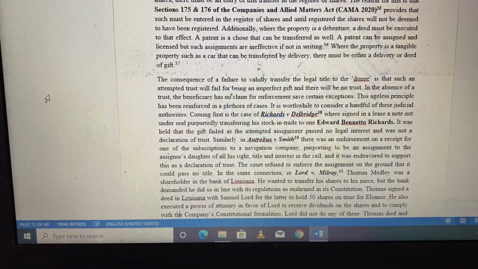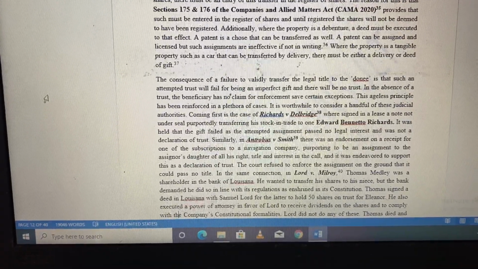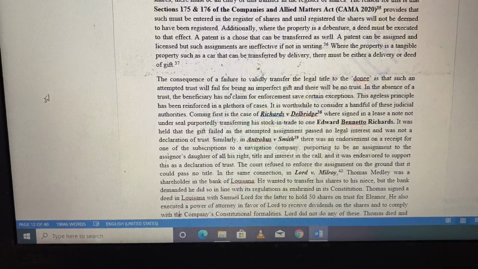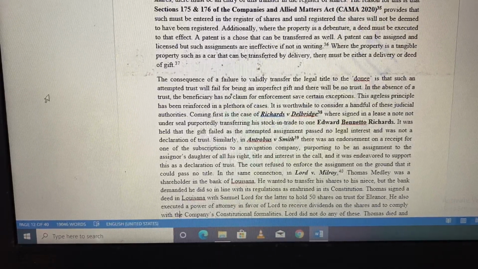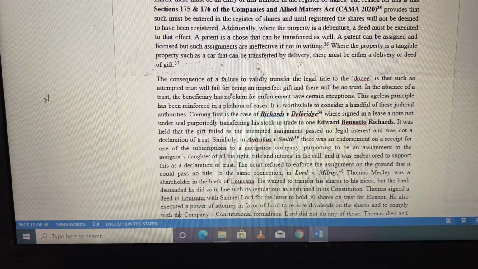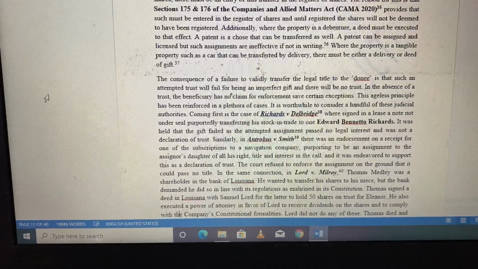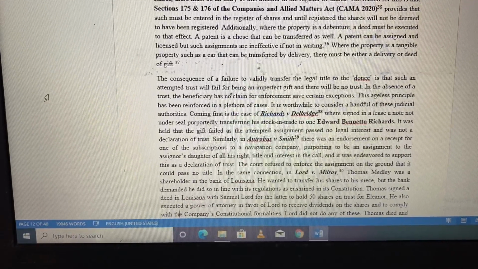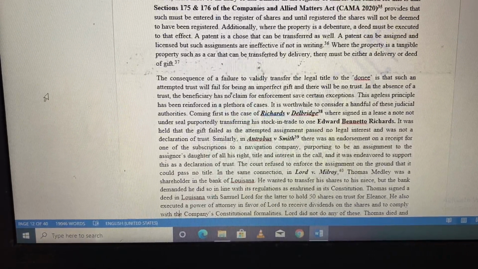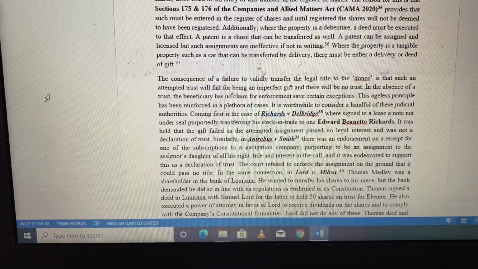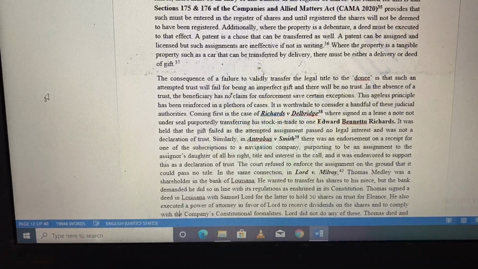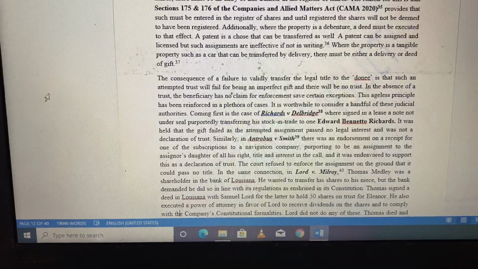In the same connection, you look at Antrobus v Smith, where there was some sort of endorsement on the receipts for one of the subscriptions to a navigation company, purporting to be an assignment to the assignor's daughter of all his right, title and interest in the call. It was not possible to support this as a declaration of trust. The court also refused to enforce the assignment on the ground that it could pass no title.